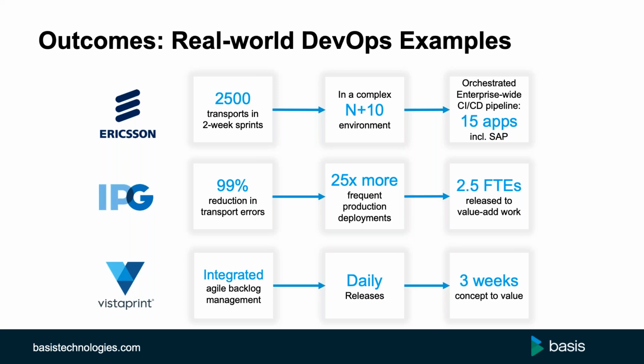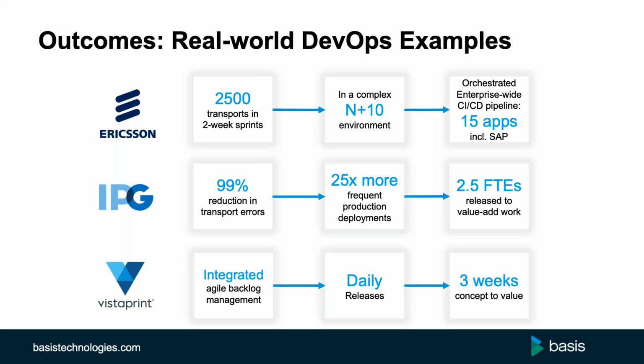And again, from a productivity point of view, we can see here they've released 2.5 full-time employees from the process of transport management and change delivery in SAP, and those people are now doing other work that adds more value to the business. So not just a cost saving, but actually a productivity increase that's delivering more business value.